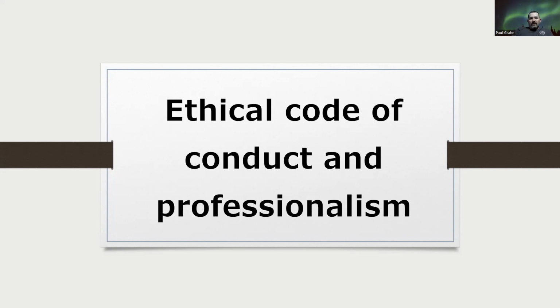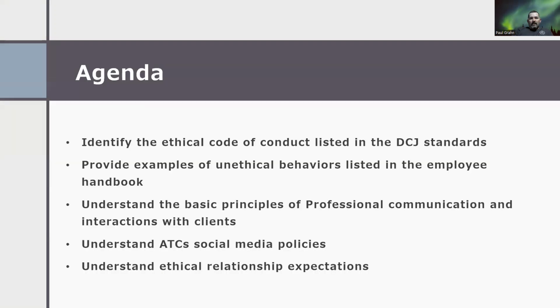Welcome to this training on the Ethical Code of Conduct and Professionalism. In this training, we are going to be identifying the Ethical Code of Conduct from the DCJ standards, and we will provide examples of unethical behavior that are listed in the Employee Handbook. We will cover the basic principles of professional communication and our interaction with clients. It is also our goal to understand Advantage Treatment Center's social media policies and cover the ethical relationship expectations.